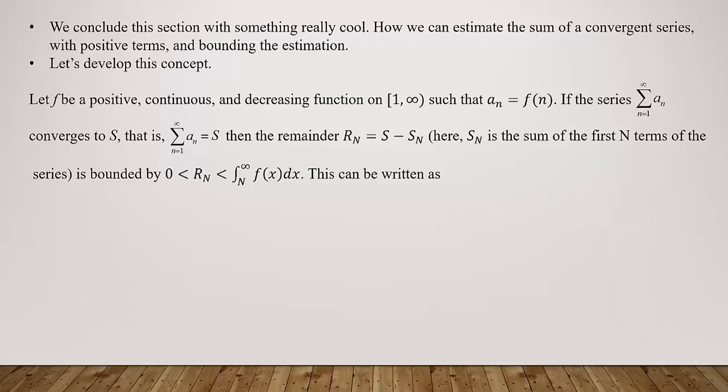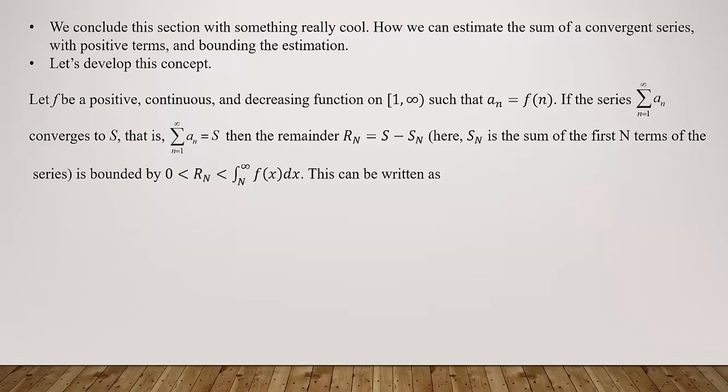Okay, here, think s sub n, way back to when we did partial sums. S sub n is just the sum of the first n terms of the series. So s minus s sub n is the actual sum of the series minus the sum of the first n terms. That's what we're calling the remainder, r sub n. That remainder, r sub n, is bounded by, 0 is less than r sub n is less than the improper integral, n to infinity, f of x dx.